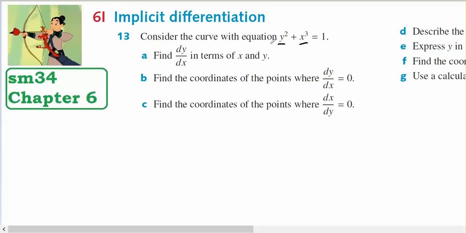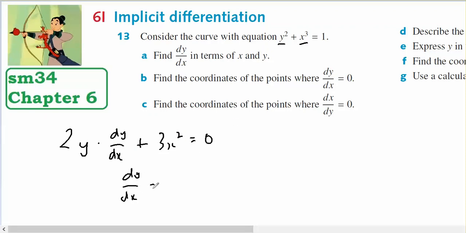So the derivative of y squared, I have a chain rule. So that's 2 times y to the power of 1 times the derivative of the inside, which is dy/dx, plus the derivative of x cubed is 3x squared, equals the derivative of 1 is 0, which means that dy/dx equals minus 3x squared divided by 2y. Okay, so that's part A done.